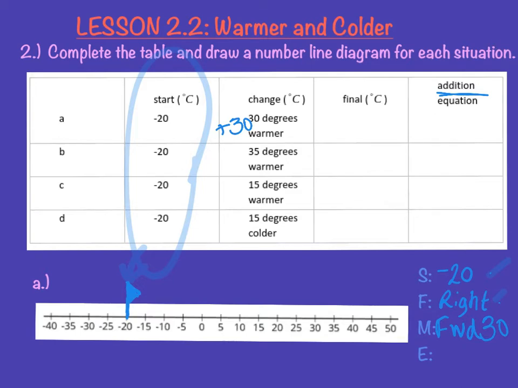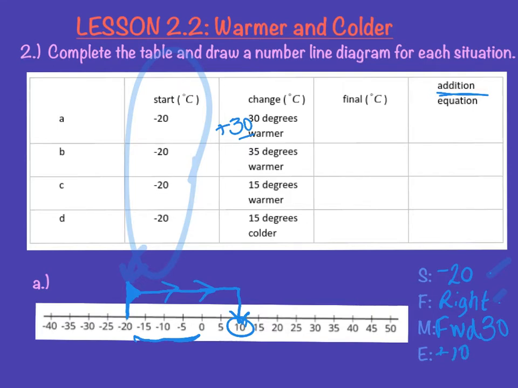So I'm at negative 20. I'm facing to the right. So forward means I continue to go to the right. Now you'll notice from negative 20 to 0, that's 20 places. I'm moving 30, so I need to move 10 more and get here to positive 10. So my answer is positive 10.